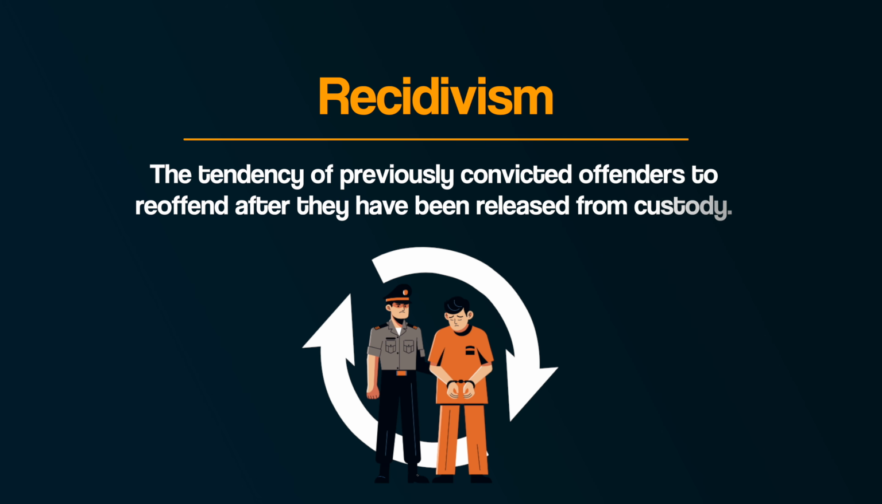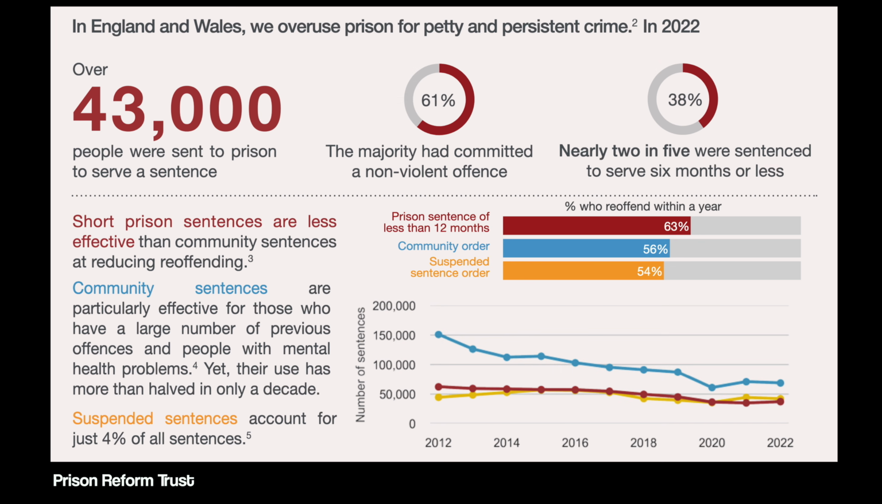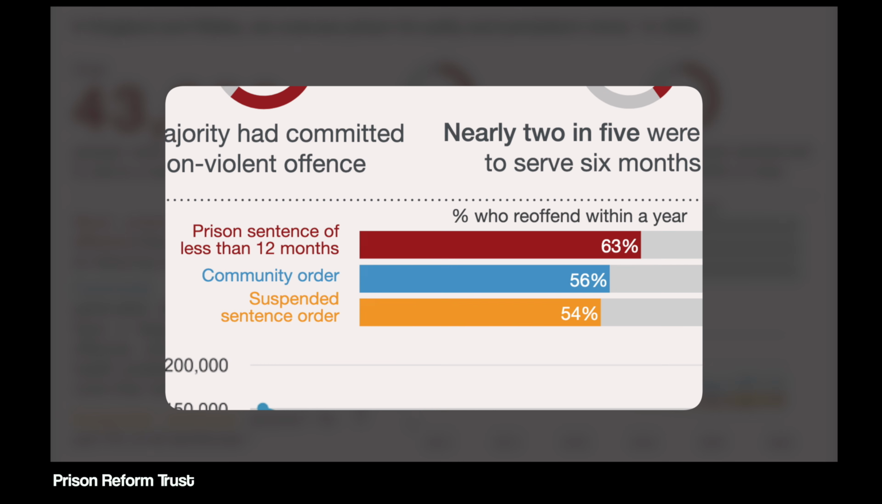Recidivism refers to the tendency of previously convicted offenders to re-offend after they've been released from custody. In the UK, recidivism rates for individuals who've been in prison are notably high. Recent data shows that for those serving short sentences of less than 12 months, 63% of adults released from custody commit a proven reoffence within a year of their release. And there are several factors that affect recidivism, many of which relate to this next section.